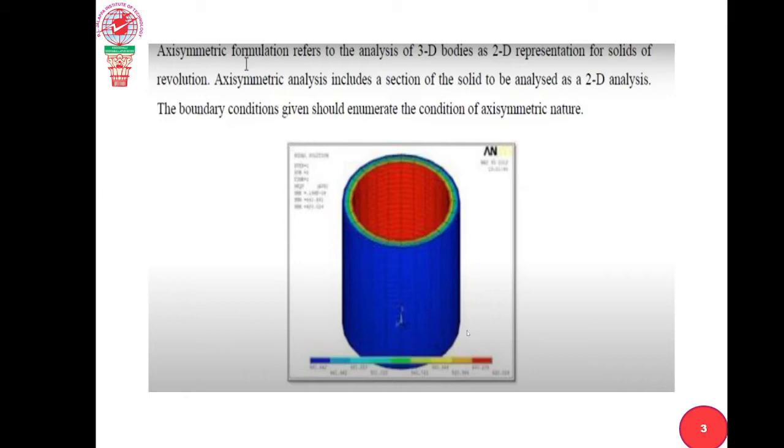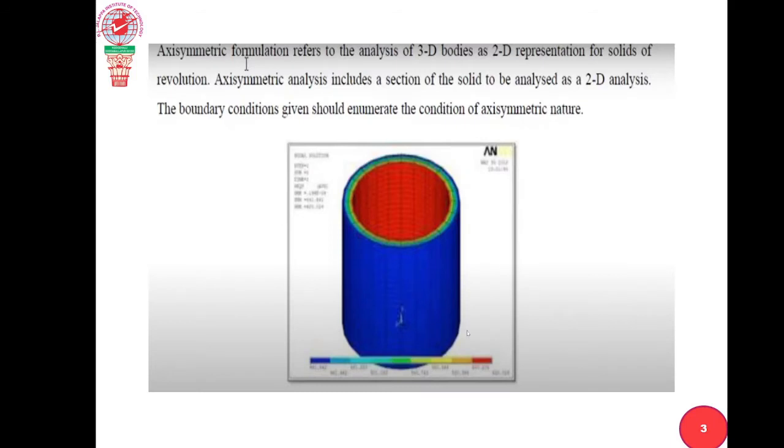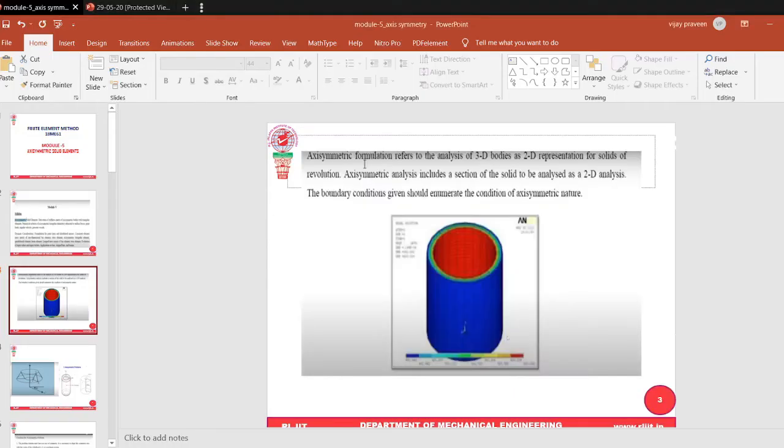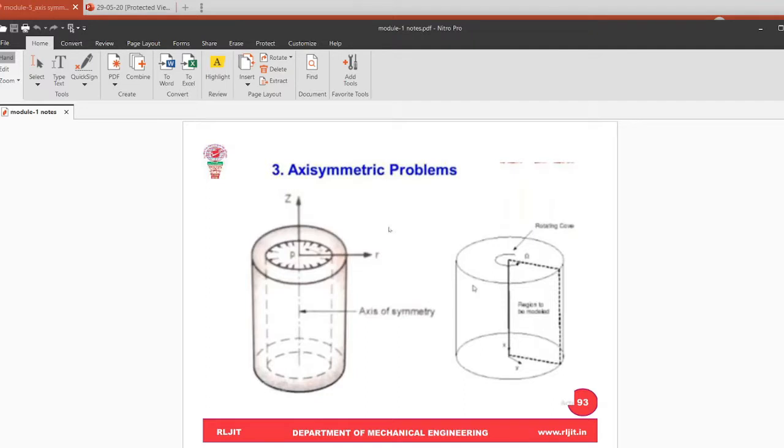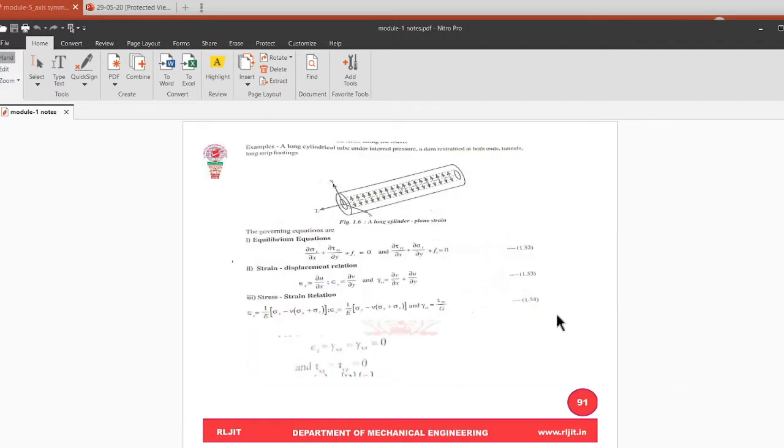So what are axisymmetric elements? This is a special kind of element. I think I'll show the notes, of what we discussed with respect to this.